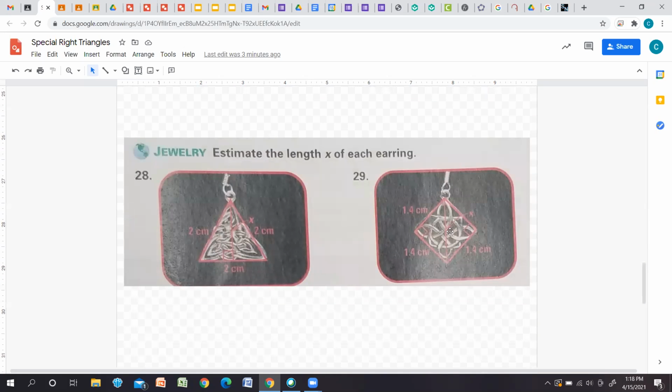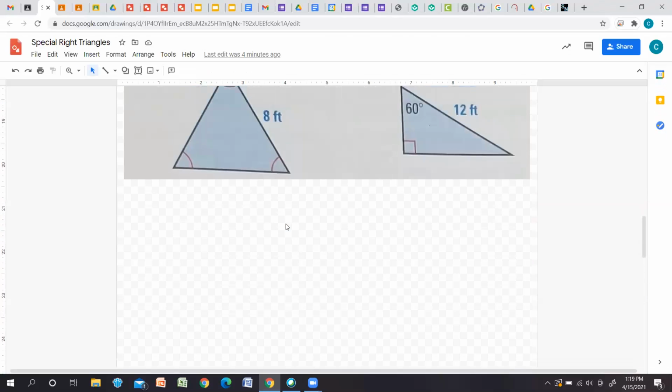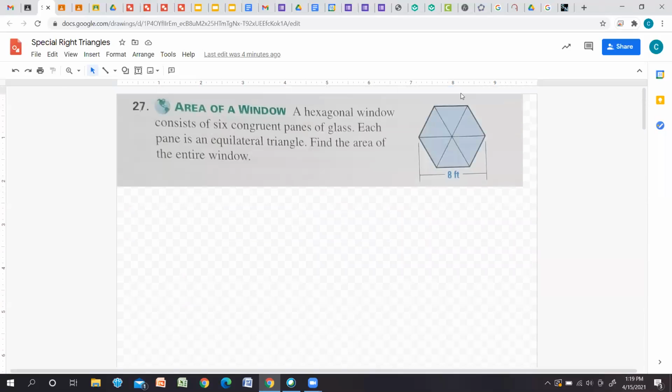Again, these both apply special right triangles. You have to figure out what type of triangle it is and then apply it to find the missing values. And this is sort of an application because it's about this piece of jewelry and you have to find the height of it. But one application definitely is finding the area of these triangles or the dimensions of these triangles. Now notice they are equilateral triangles, not right triangles. However, we'll see that we'll use our special right triangles here.